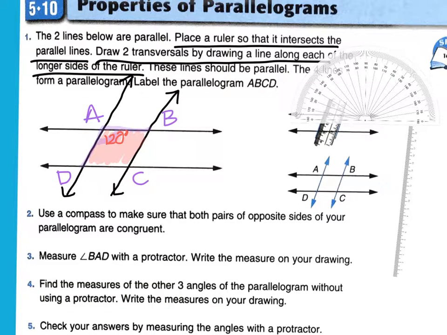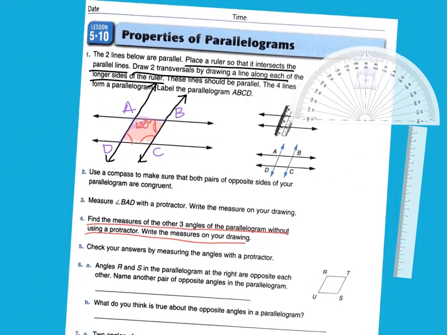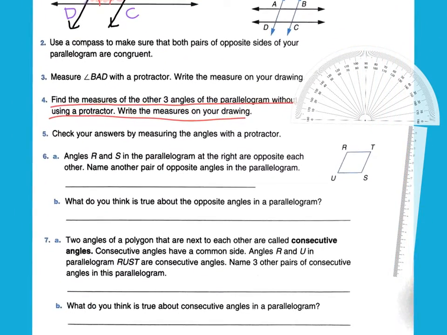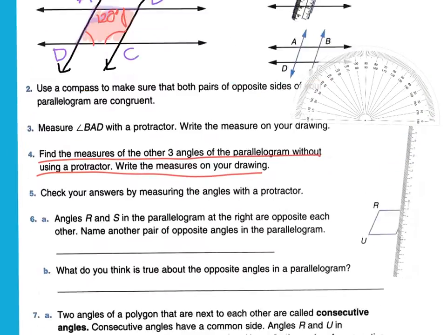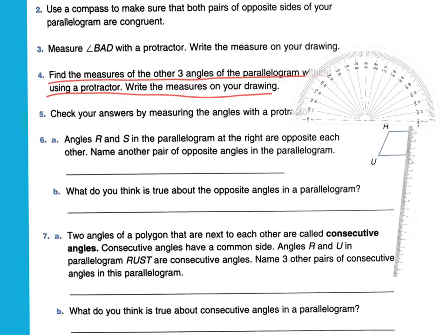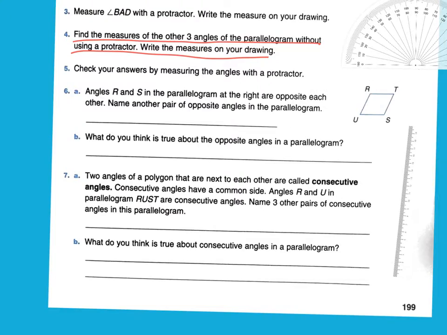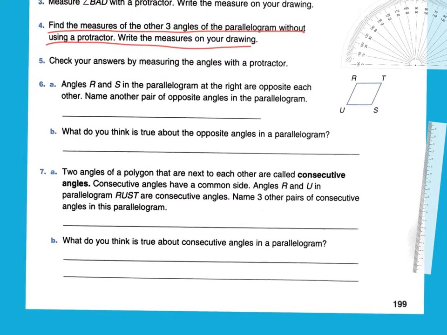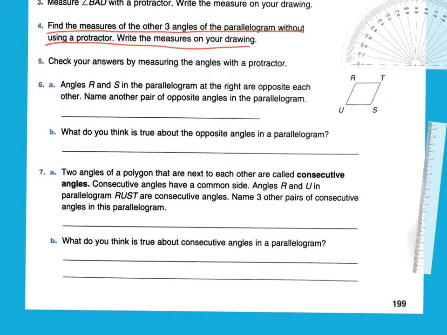But number 4 is asking you to find the measure of the other 3 angles without using a protractor. So you should have an angle measure written in for B, C, and D. If you look at the rest, it's asking you to check your work for this original parallelogram that we did, and then you're going to go ahead and do the rest of this page by yourself, looking at another parallelogram over here. It's asking you about the angles, what you think is true about opposite angles, some things that we've discussed.